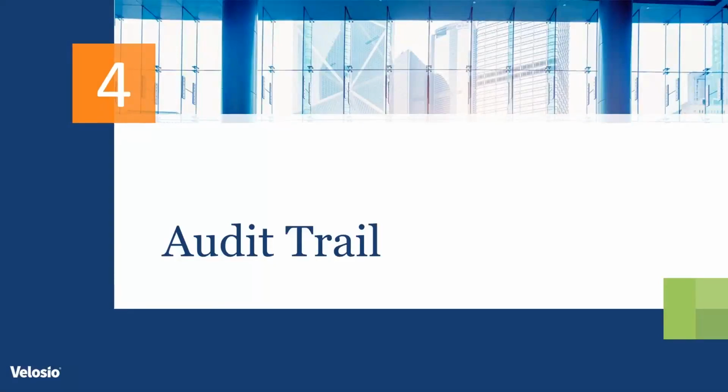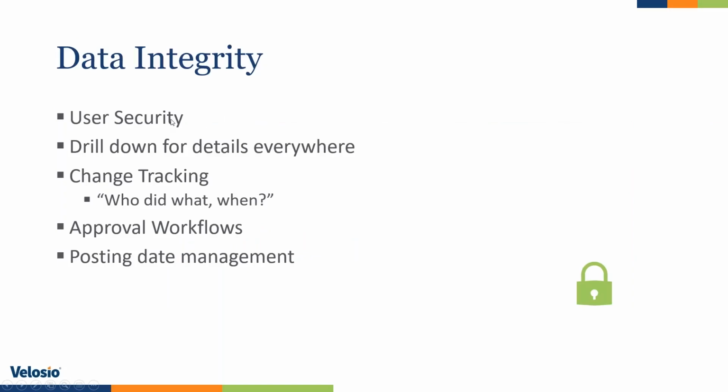Our audit trail in SilverLeaf, we've set it up. It began as a conversation about how we can really track who's doing what. There are three things I'd like to show you that I think are the pillars of how you can make sure that there's accountability in your system. So we'll talk about user security. I want to show you change tracking, who did what, and our approval workflows, and we'll talk about our posting date management.